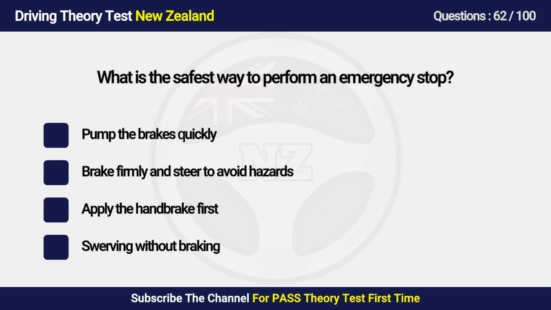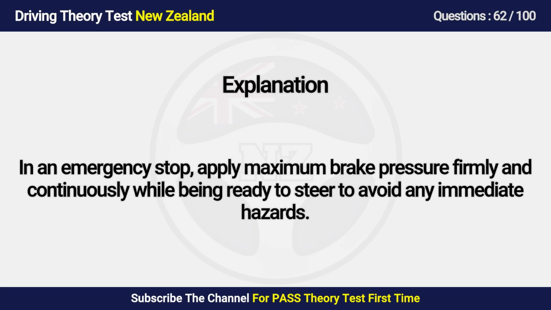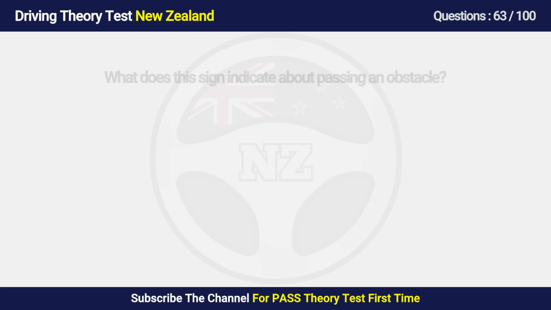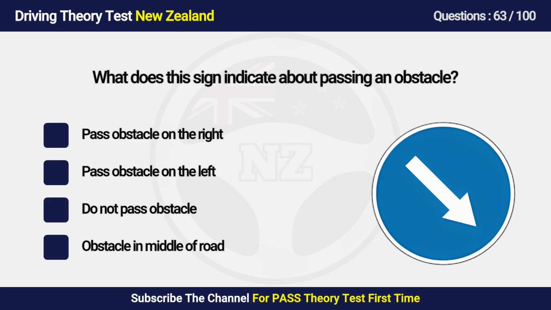A. Pump the brakes quickly. B. Brake firmly and steer to avoid hazards. C. Apply the handbrake first. D. Swerving without braking. Answers is B. Brake firmly and steer to avoid hazards. In an emergency stop, apply maximum brake pressure firmly and continuously while being ready to steer to avoid any immediate hazards. Question 63. What does this sign indicate about passing an obstacle?